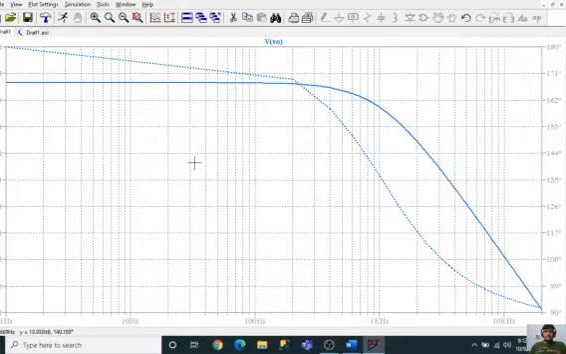So this is the frequency response, and this is the phase response. This is the degrees, that is the phase shift it will be causing. So this is the frequency response of an integrator.